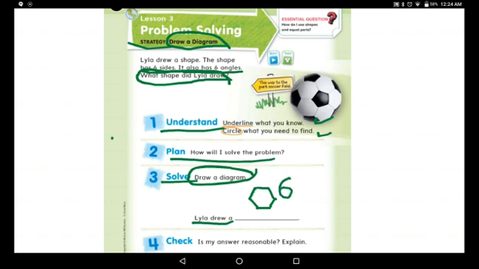6 sides, 6 sides. It's six. So she drew a hexagon. Hexagon. Okay? Again, we will repeat it. It is hexagon. Hexagon.